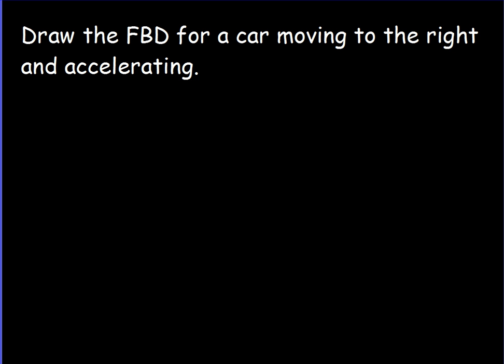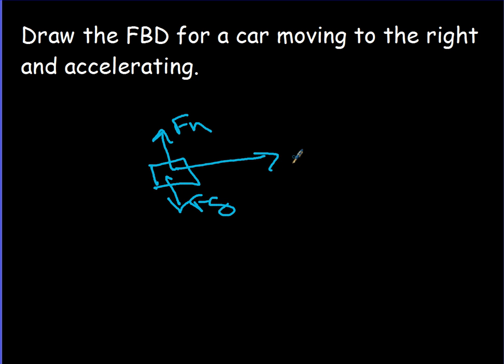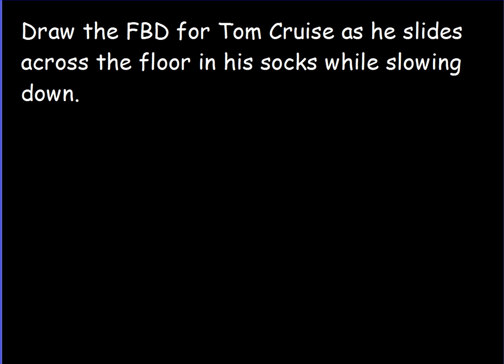Draw a free body diagram for a car moving to the right and accelerating. Okay, Fg goes down, cars are always sitting on the ground, so there's an Fn, and it's moving to the right and it's accelerating. So I'm going to draw in my acceleration. I've got to have some sort of force. Don't try to draw in friction. I mean, you could. There could be a frictional force. But, as we know, friction actually goes backward, or goes in the direction of motion. So just draw it like this.